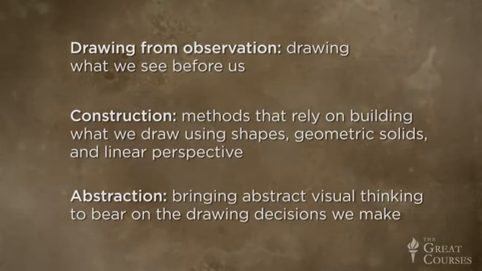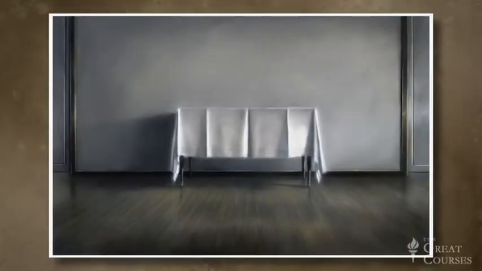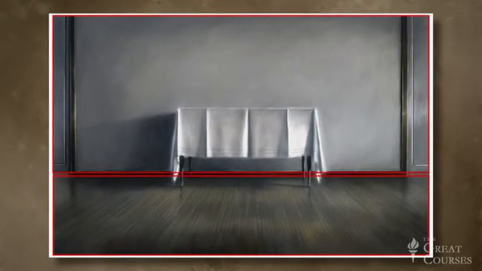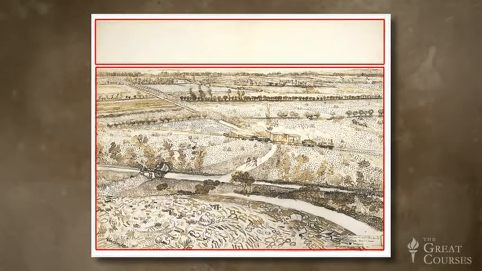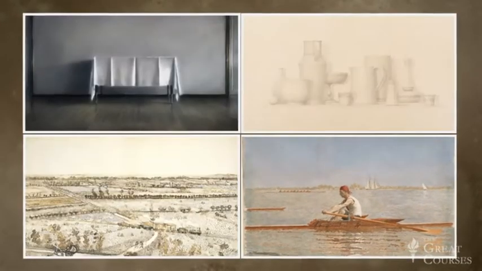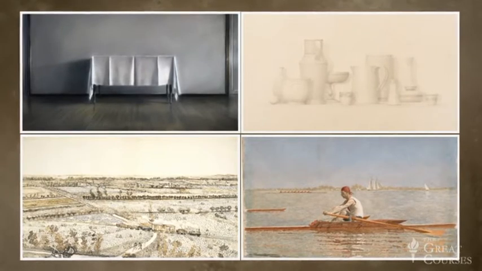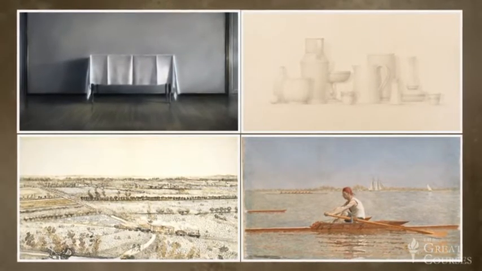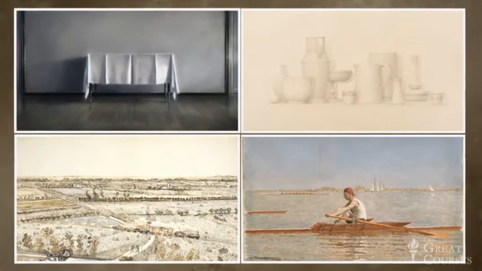Abstraction refers to the way we can bring abstract visual thinking to bear on the drawing decisions we make. An example would be thinking about how we divide a drawing, essentially a rectangle, into 2 horizontal subrectangles to signify a floor plane and a wall plane in an interior, or a tabletop and a wall in a still life, or land and sky in a landscape, or water and sky in a seascape. The subject matter is clearly different in each of these works, and they're stylistically different too, but all 4 depend on a similar abstract compositional strategy.